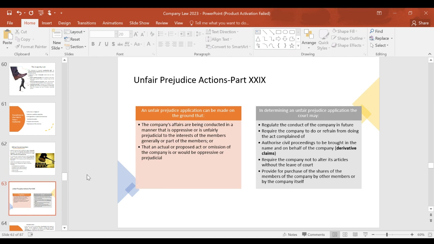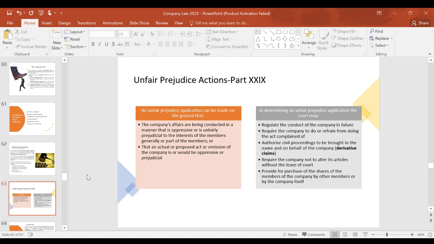in Companies Act? So the unfair prejudice application can be made by a minority member on the grounds that the company's affairs are being conducted in a manner that is oppressive or is unfair to the interests of the other members. Either generally, or all members will be affected, or a part of members will be affected.